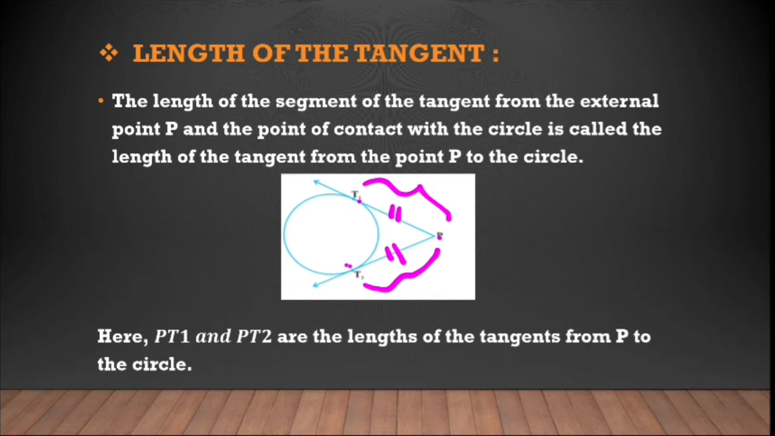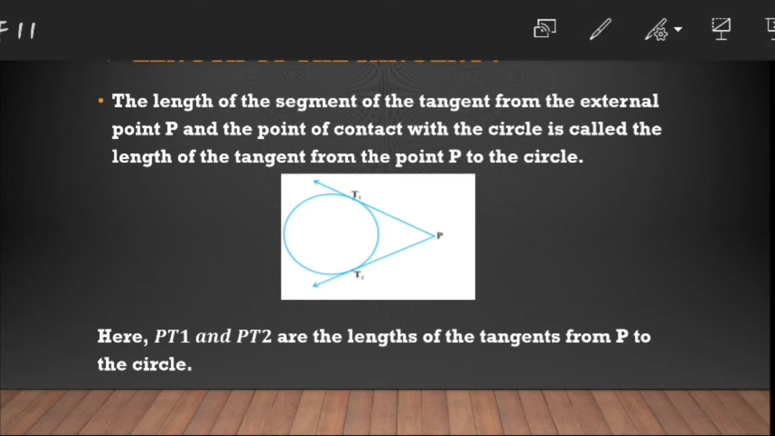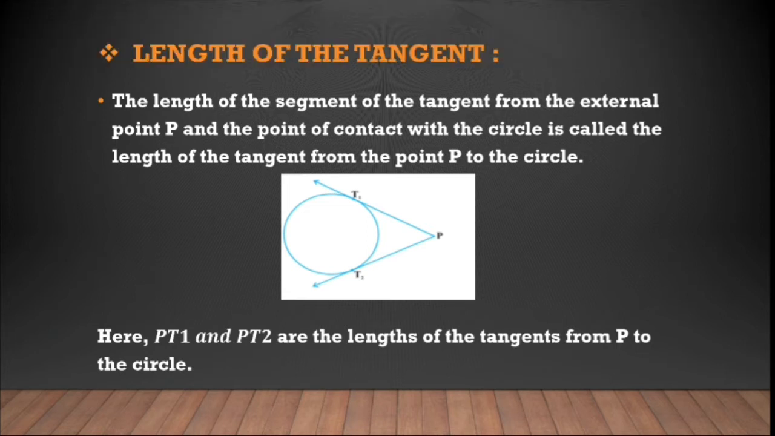The length of PT1 is the length of the tangent. Similarly, the length of PT2 is the length of the tangent. So PT1 and PT2 are the lengths of the tangents from P to the circle. So this is the definition of the length of the tangent. You are measuring the length from this point P to this point of contact.